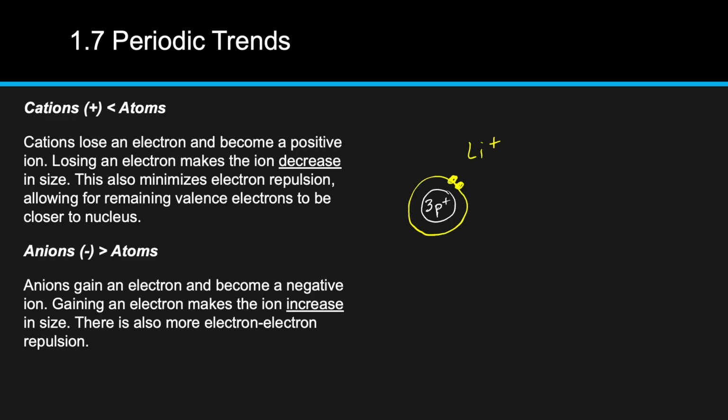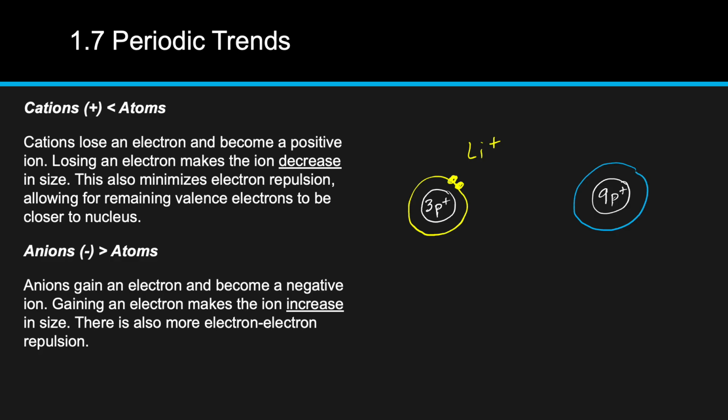Now let's do a visual of an anion. So let's do fluorine. Fluorine has 9 electrons and 9 protons. So we have 9 protons in the nucleus. Then in the electron cloud, we have 9 electrons.